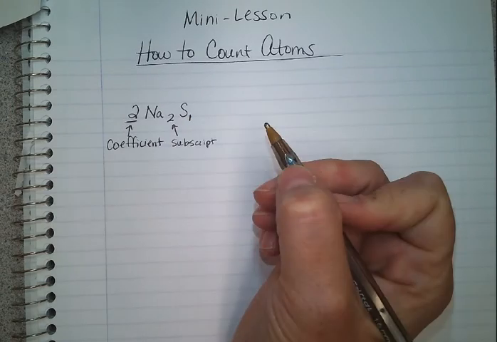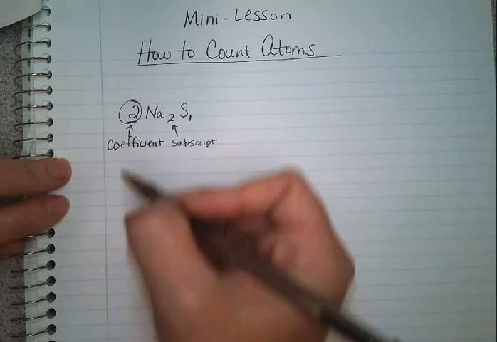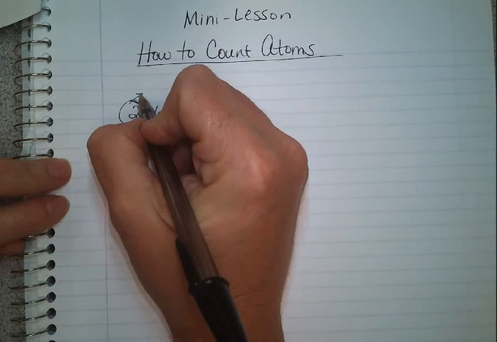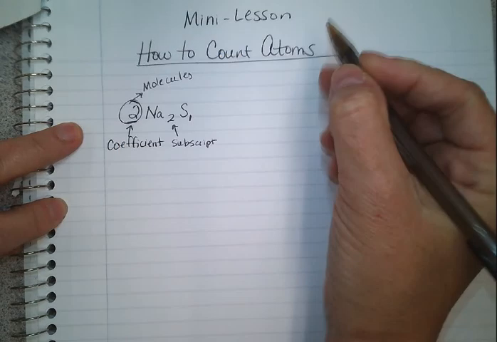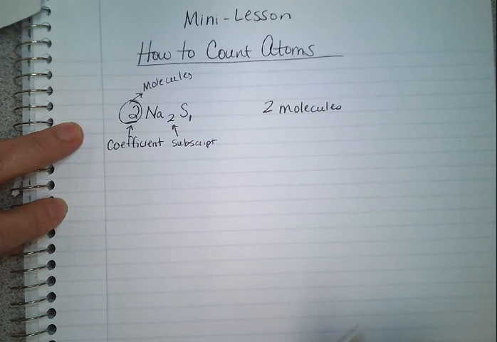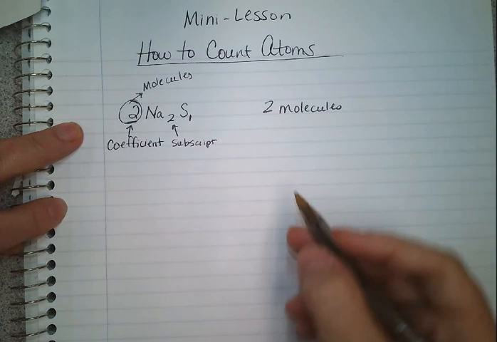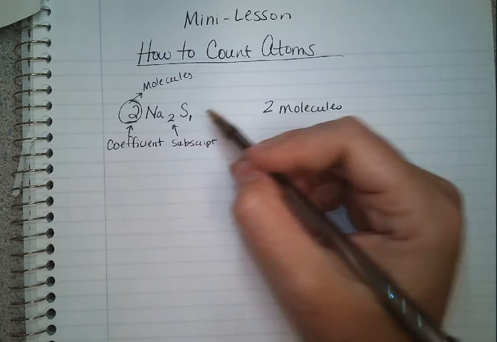So the first thing we want to look at, what does this actually mean? This right here is telling me my number of molecules. Okay, that's going to tell me my molecules. So I have 2 molecules of sodium sulfide, and we'll get to the naming of that in just a minute. So I have 2 molecules.